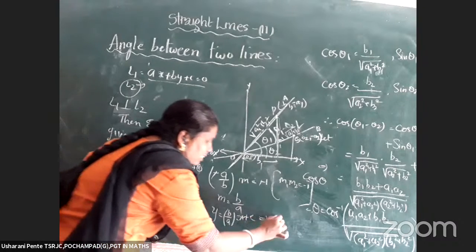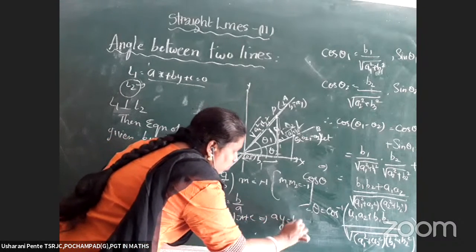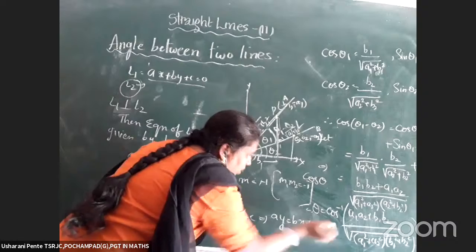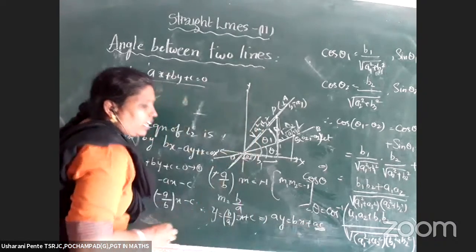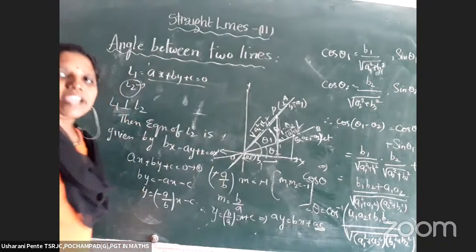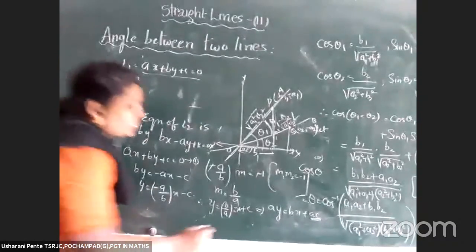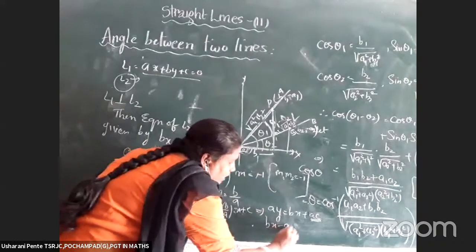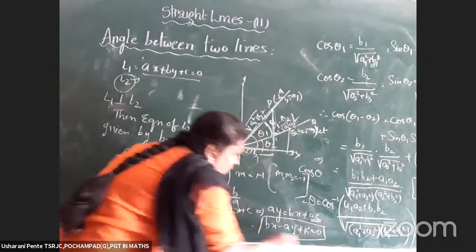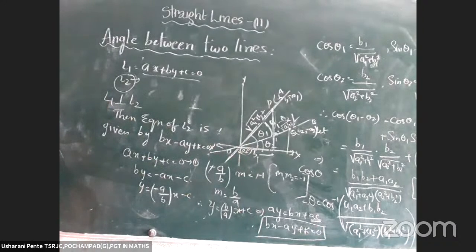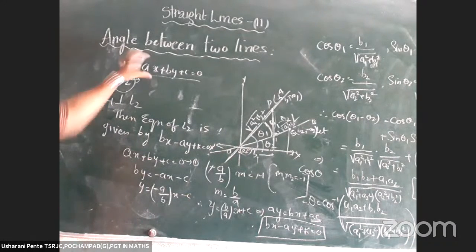So this implies that ay is equal to bx plus ac. I am representing ac by k. Therefore, what I'll get is bx minus ay plus k is equal to 0. That is for a given line.